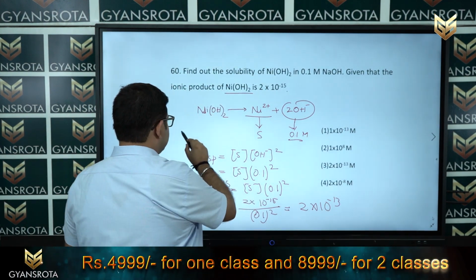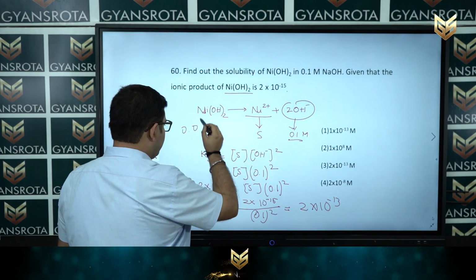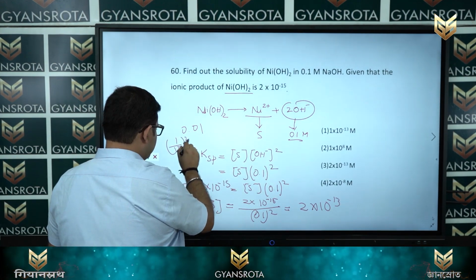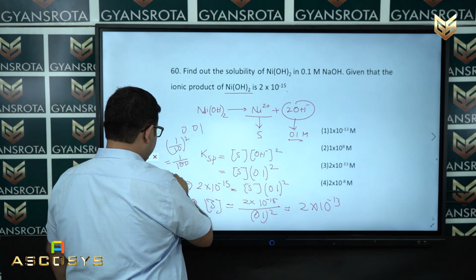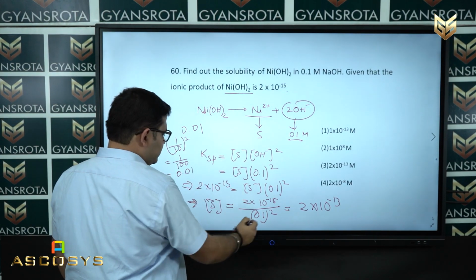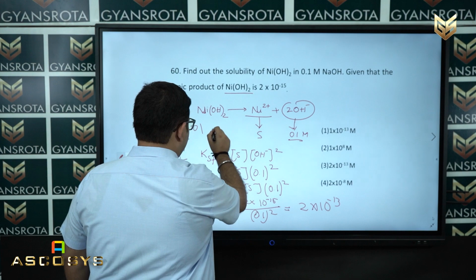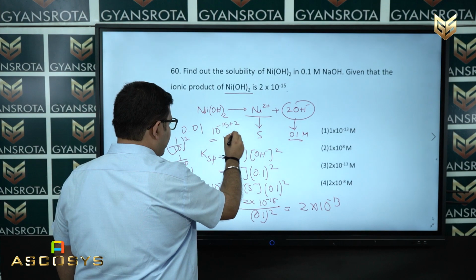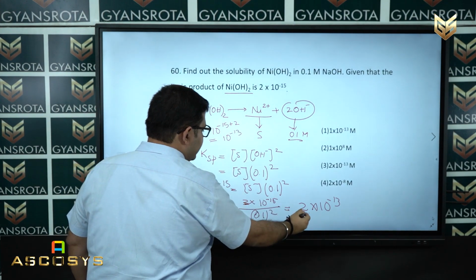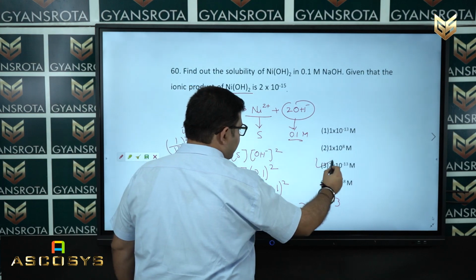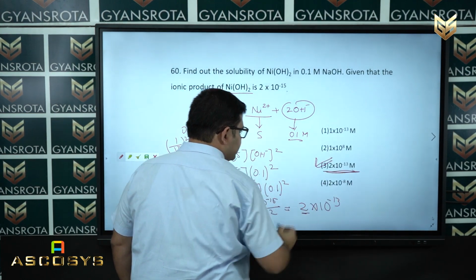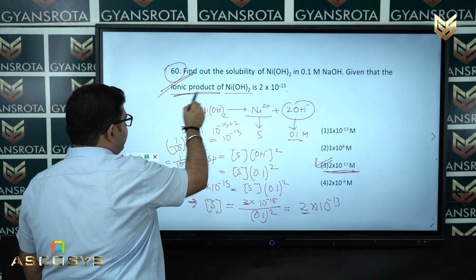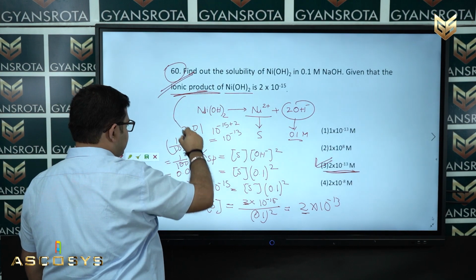Just do this part, right? 0.1 whole square means 0.01, right? Because 1 by 10 whole square means 1 by 100, it will give you 0.01. So, the 100 goes above. So, 10 to the power minus 15 plus 2 will give 10 to the power minus 13, and 2 is kept like this. So, your answer will be option number 3, where 2 into 10 to the power minus 13 molar is the correct answer of your question number 60. Your ionic product value is nothing but the value of your Ksp. Okay.